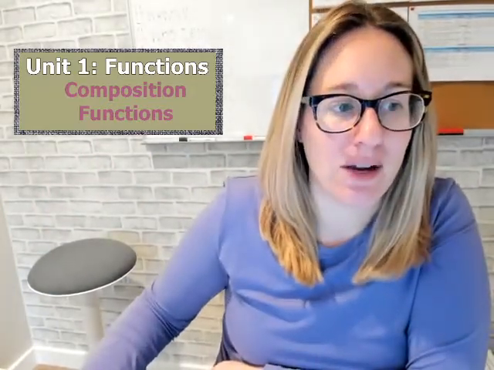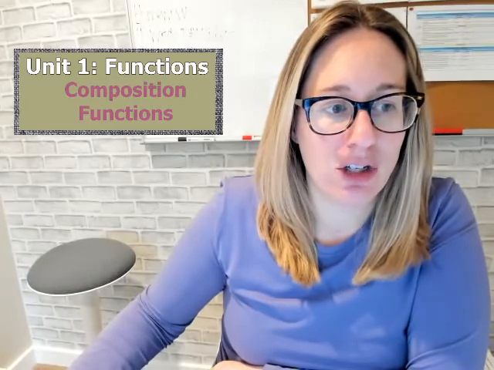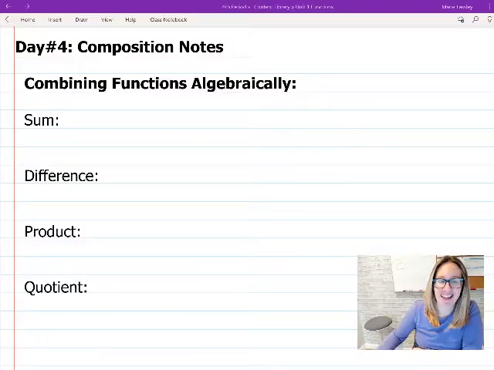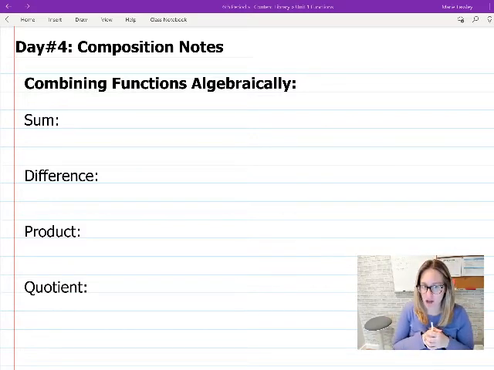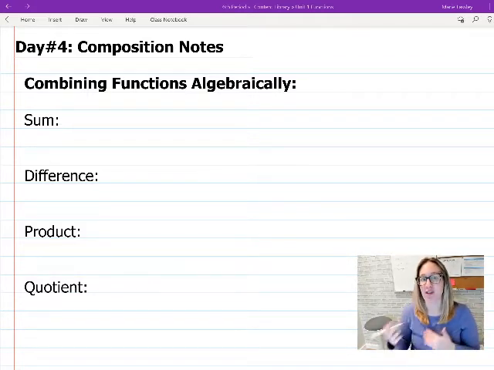All right, so here we go. Composition of functions. Okay, so before we actually get into composition functions, we're going to talk about just combining functions algebraically. A composition is something a little bit different than this, but there are certain situations where you would want to combine more than one function to make one larger equation. All right, and this is what we call combining functions algebraically.